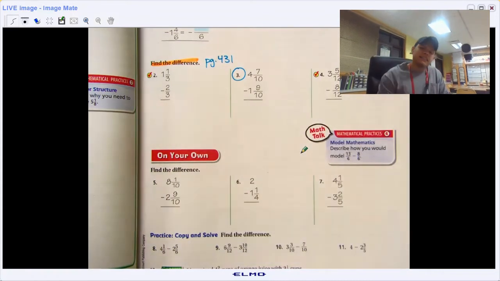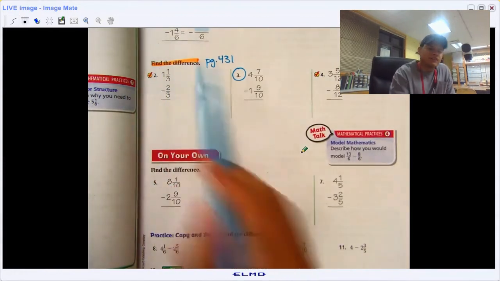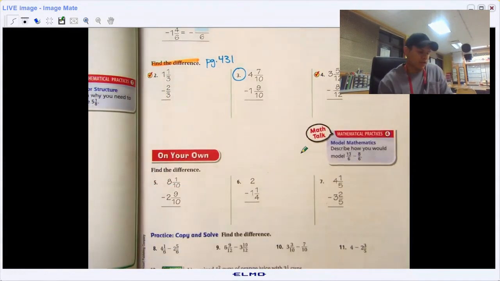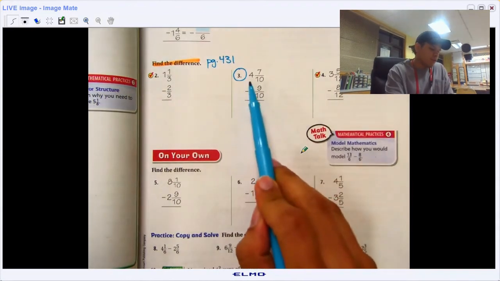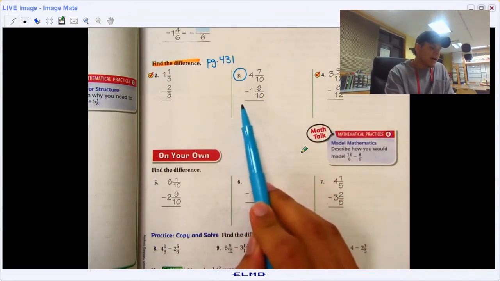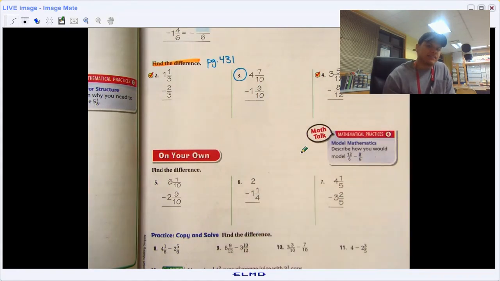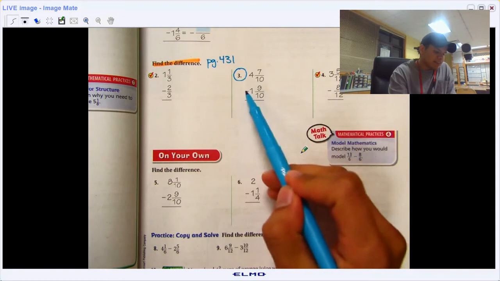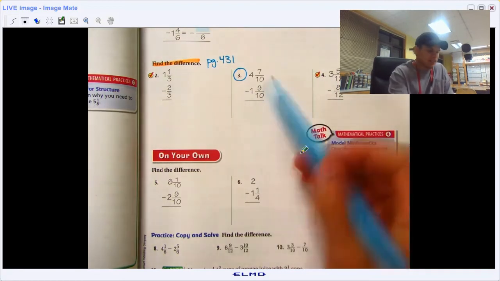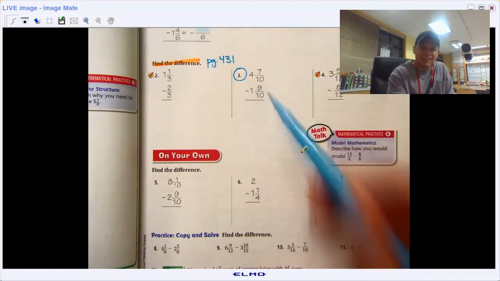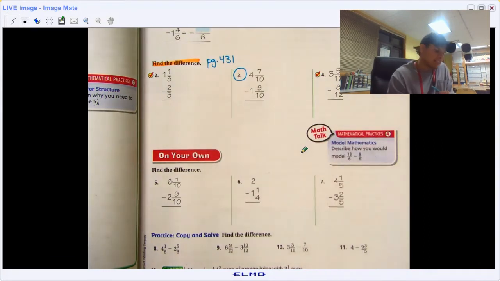Let's take a look at an example from your GoMath workbook. I am on page 431. The instructions read, find the difference. Let's take a look at example number 3. We want to find the difference of 4 and 7/10 minus 1 and 9/10. Okay? Now, hopefully you've noticed that you can't subtract 9/10 from 7/10, because this is a smaller fraction than 9/10. So we're going to need to rename this mixed number.